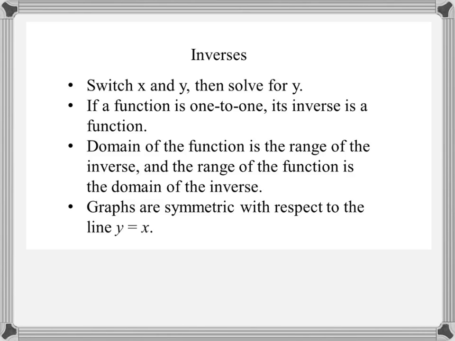The domain of the function is the range of the inverse, and the range of the function is the domain of the inverse. That should make sense because to find the inverse, we're swapping x and y. Domains are usually the x's and ranges are the y's, so those two properties are switched for inverses. Graphs are symmetric with respect to the line y equals x. So if we had the graph of a function and the graph of its inverse, they would be reflections of each other over the line y equals x.